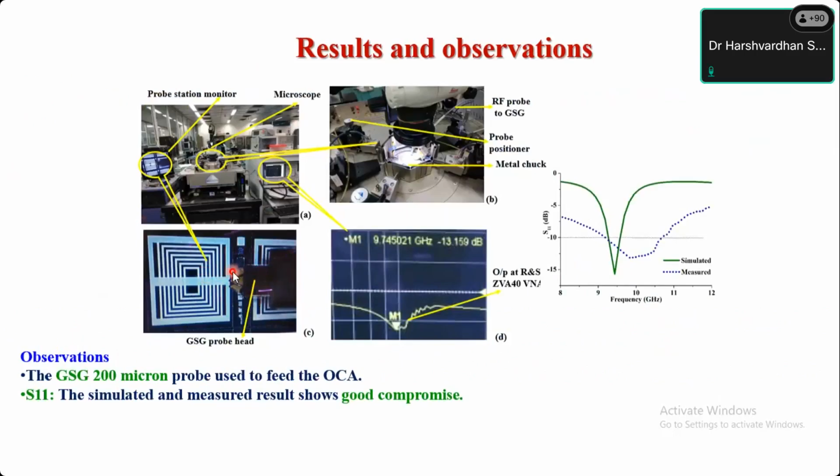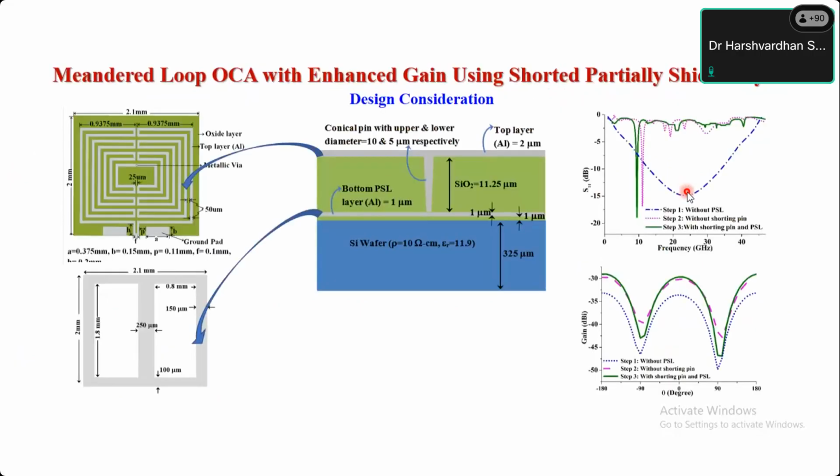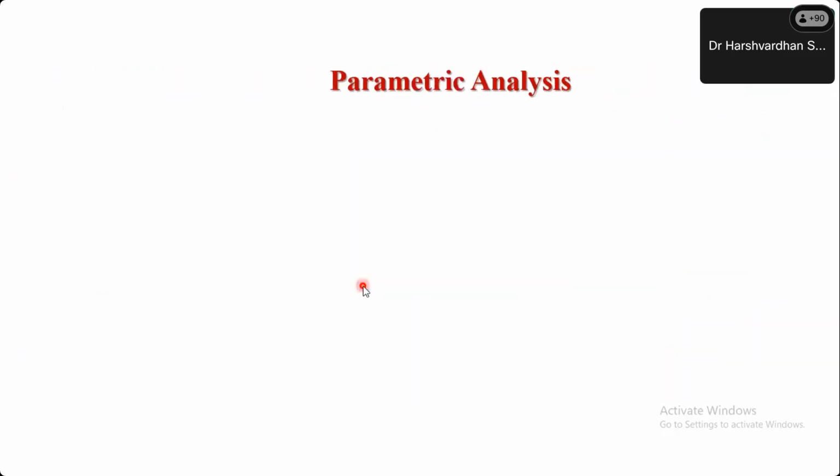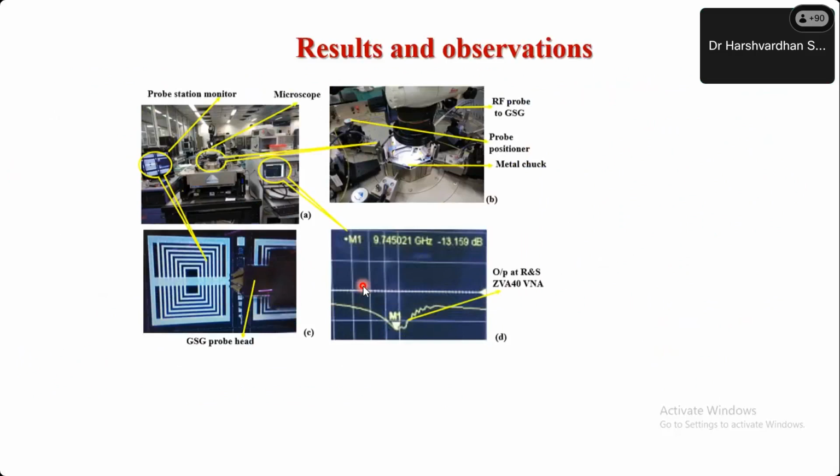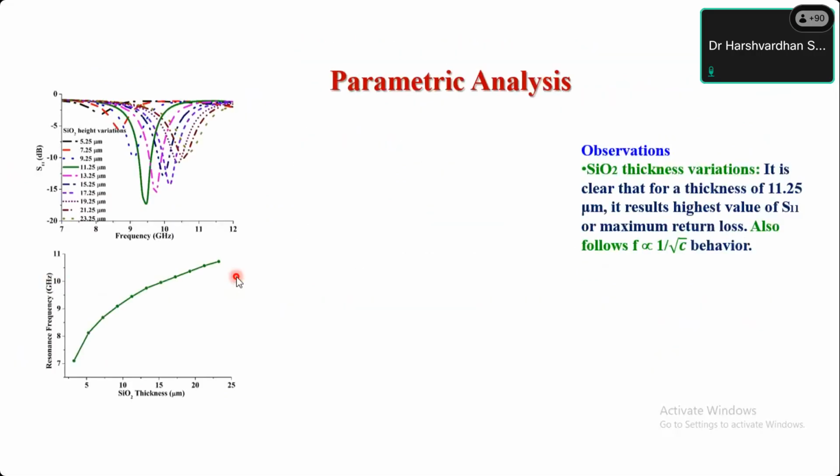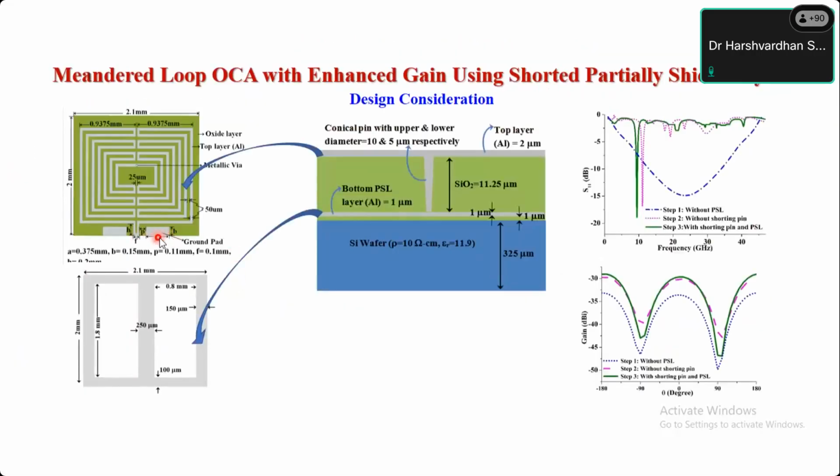Why CPW feed? Because it allows us to keep the ground, because an on-chip antenna does not have a ground at the bottom of the silicon. Nowhere in the structure you have seen till now is there any ground metal, because in on-chip it is not possible to keep any ground. There is no ground plane below the silicon wafer. So to keep the ground, in every antenna I have designed I have used ground pads, right? Here you can see the ground pad. So at the top, it can only be fed using a CPW line, not microstrip.